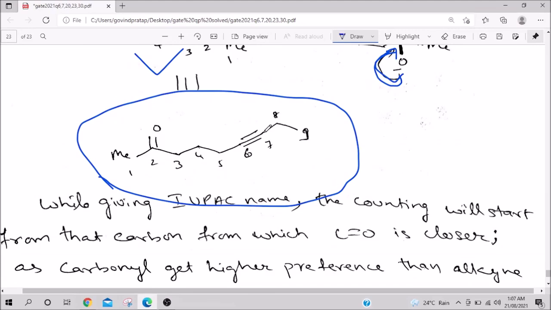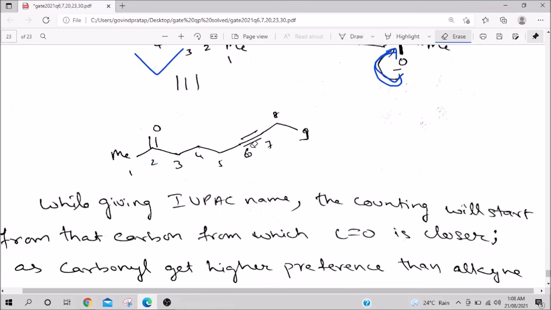Now there are two functional groups, one is the alkyne group and one is the carbonyl group. Any day the carbonyl gets more preference than the alkyne group. So you have to start counting from where the alkyne gets the lower number. Now counting, I am counting from here 1, 2, 3, 4, 5, 6, 7, 8, 9. So nonane. Then what happens? The alkyne becomes a substituent. So it will come as a prefix.